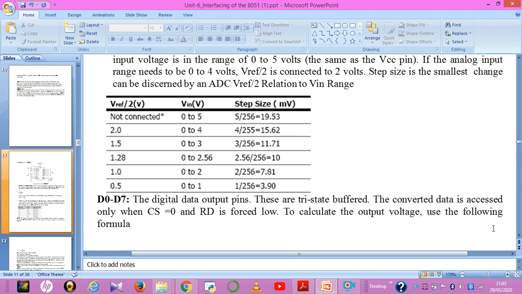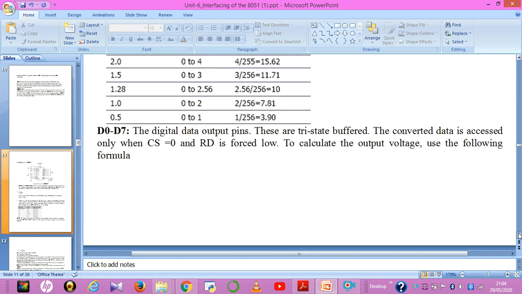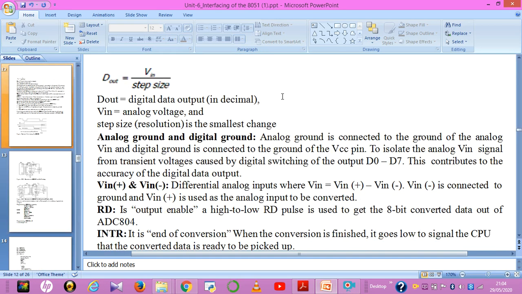D0 to D7 are the digital data output pins. After conversion, it gives the 8-bit output data in terms of bits. Tri-state buffered. Converted data is accessed only when CS is 0 and RD is pulsed low. To calculate output voltage, it uses the following formula: Dout is equal to input voltage divided by step size. Dout means digital data output in decimal values, Vin means analog voltage, and step size is nothing but the resolution, the smallest change.